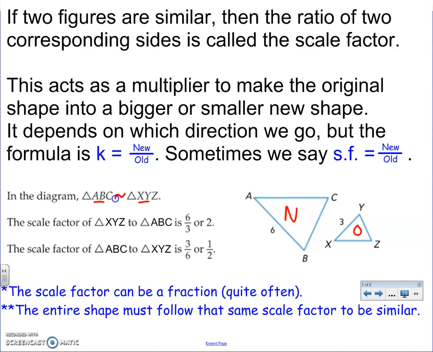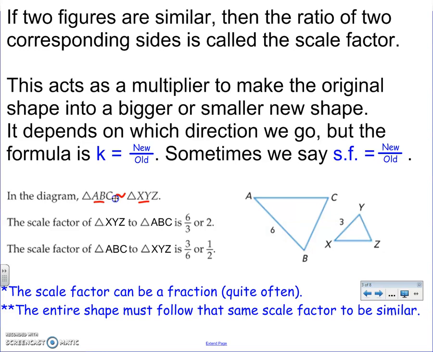But if we reverse that and change it the other direction, this is the old one and this is the new one. From ABC to XYZ, the new number is 3 and the old number is 6. 3 over 6 is 1/2. It got half as big. These are multipliers. The scale factor can be a fraction. That's going to be the case most of the time.